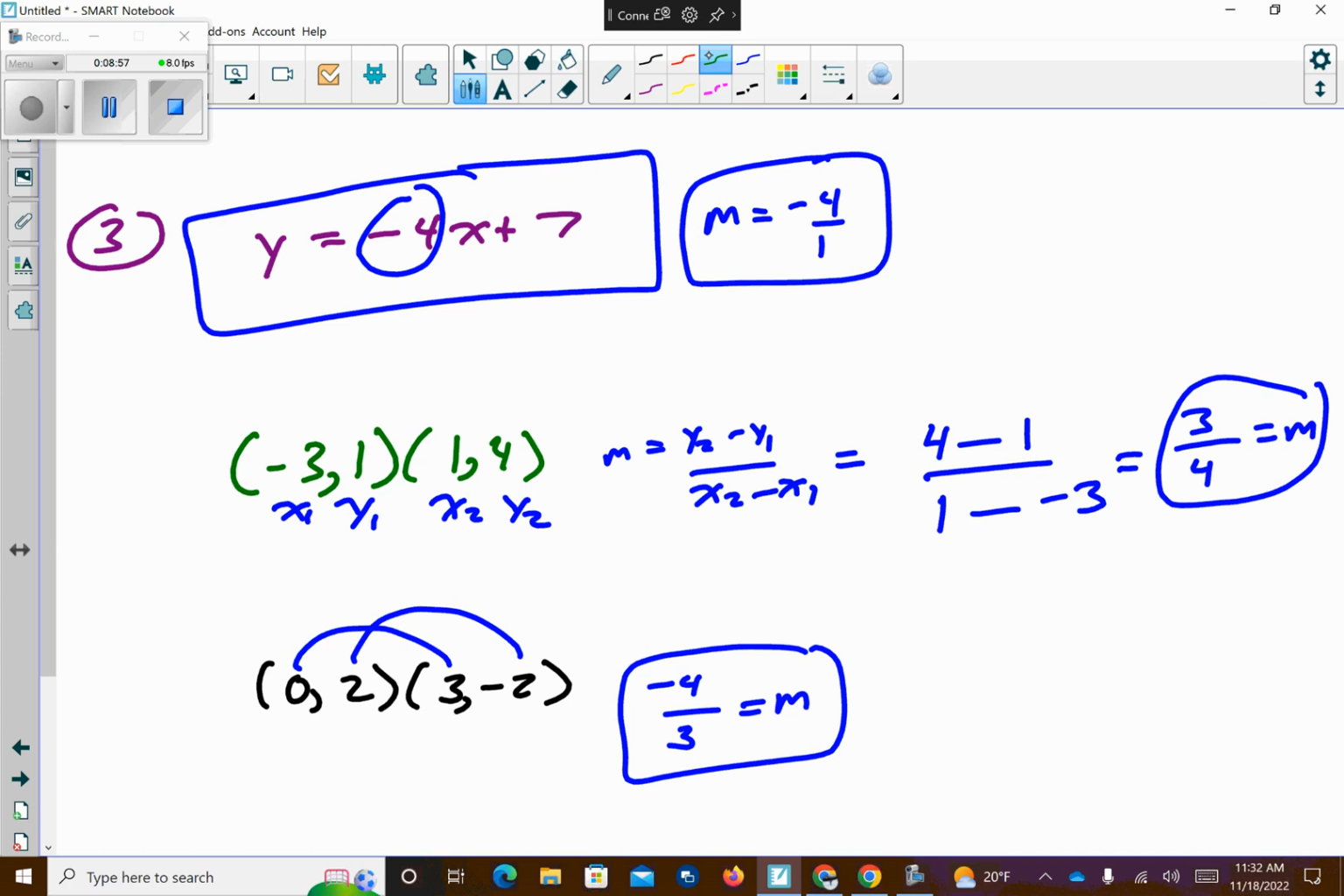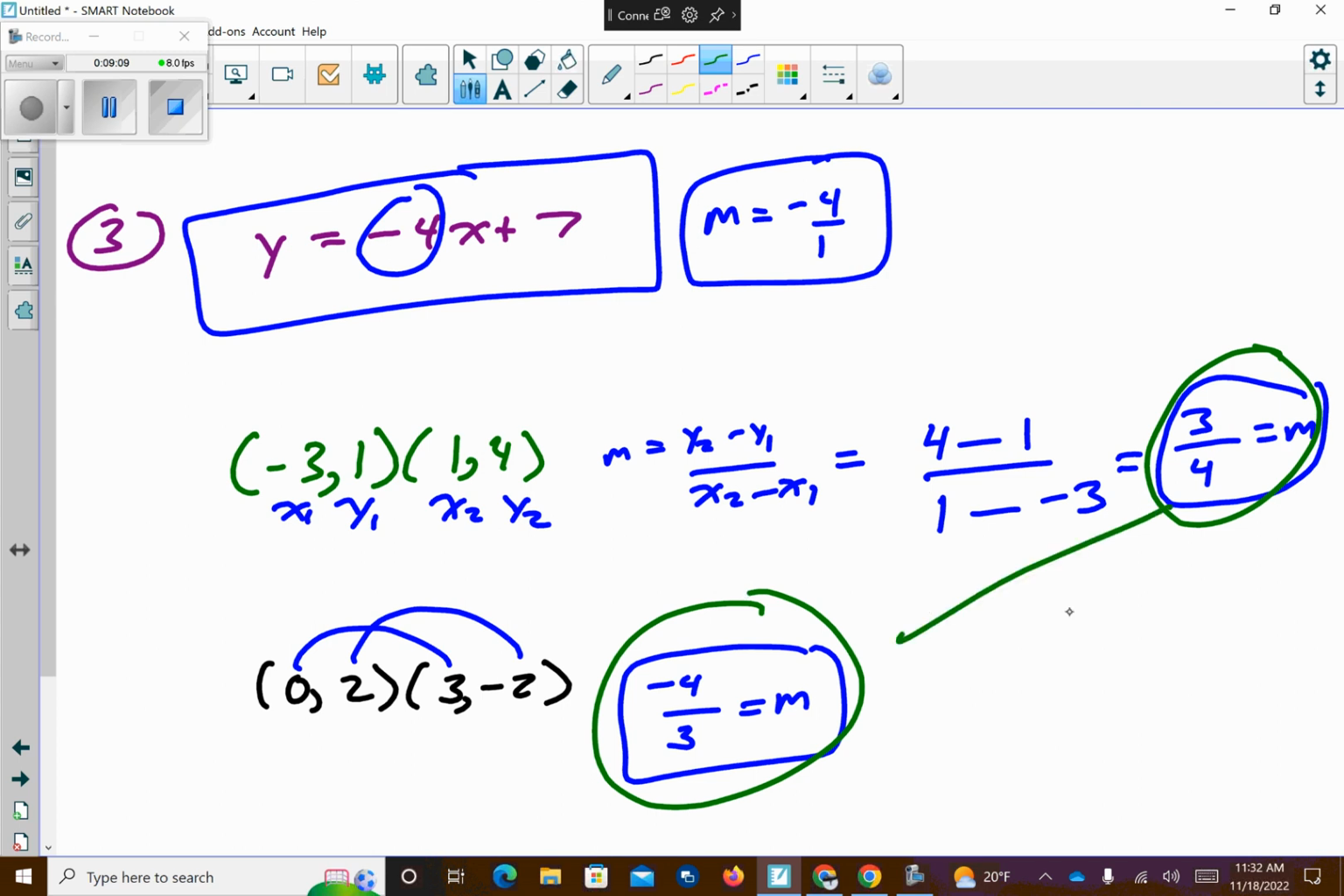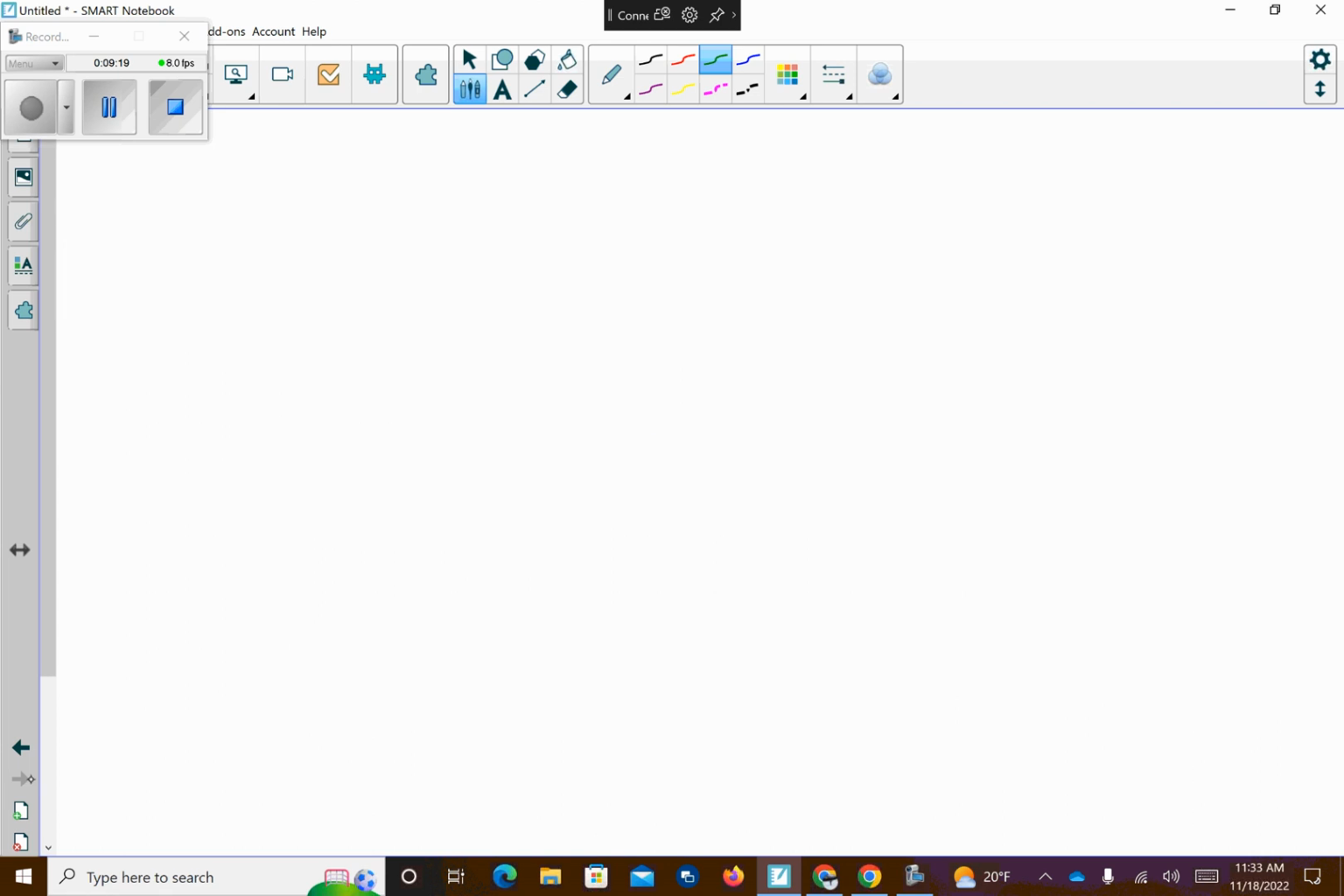Yeah, this and this are flipped over fractions. That's called a reciprocal, and opposite sign. One's positive, one's negative. So these happen to be perpendicular. That upside down T means perpendicular. Agree? Yes. Cool. All right, let's take a look at number 6.